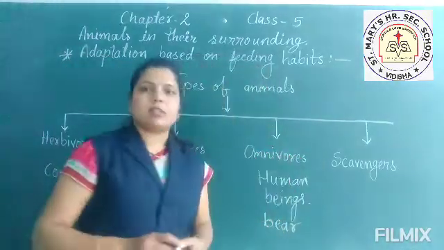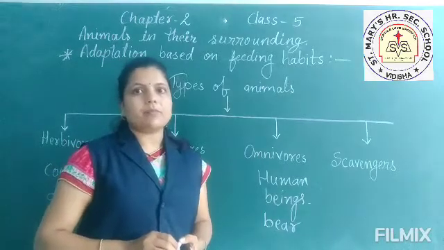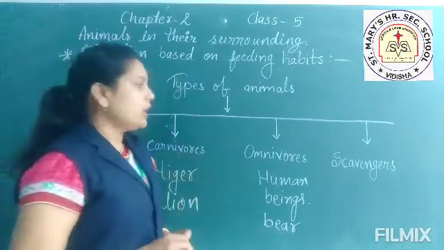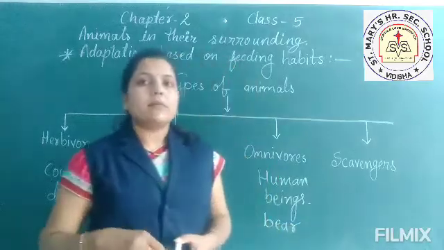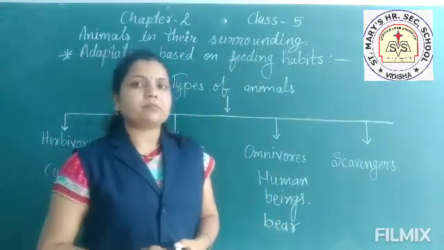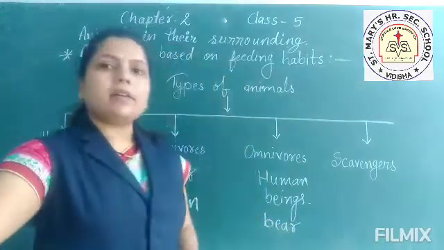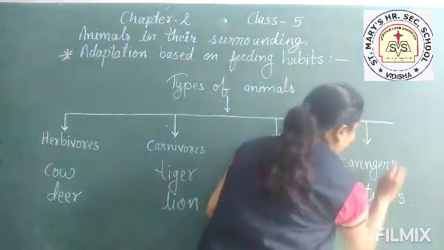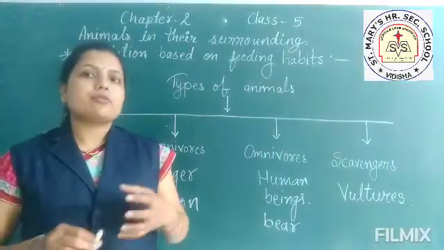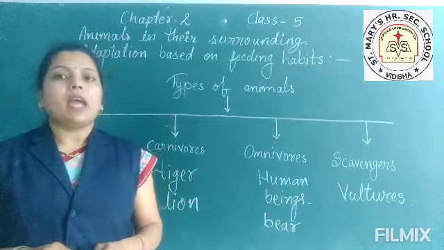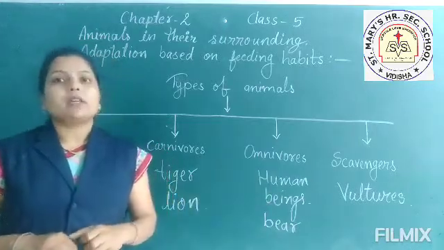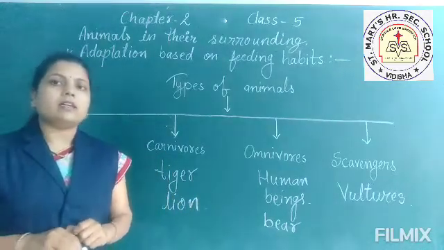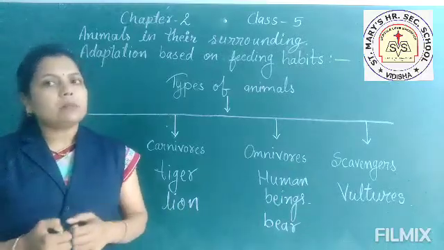Next one is scavengers. Scavengers are the animals who eat leftover meat. They eat the meat which is left by other animals. So the examples are vultures. Vultures have a strong and very sharp beak, and their claws are very strong, so they can hold the animal strongly, and by their beaks they can tear the meat.